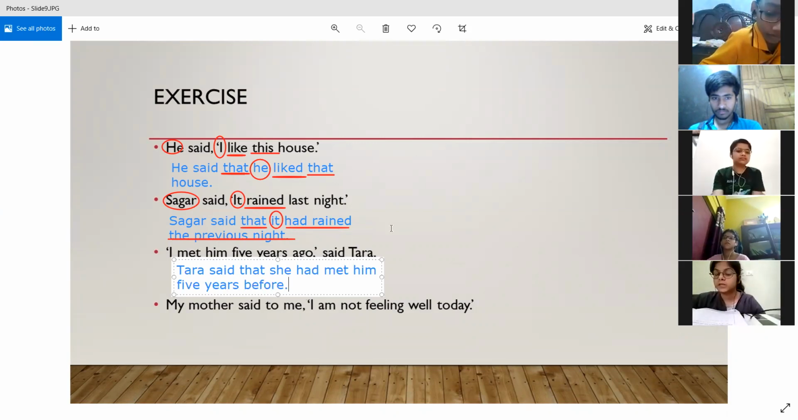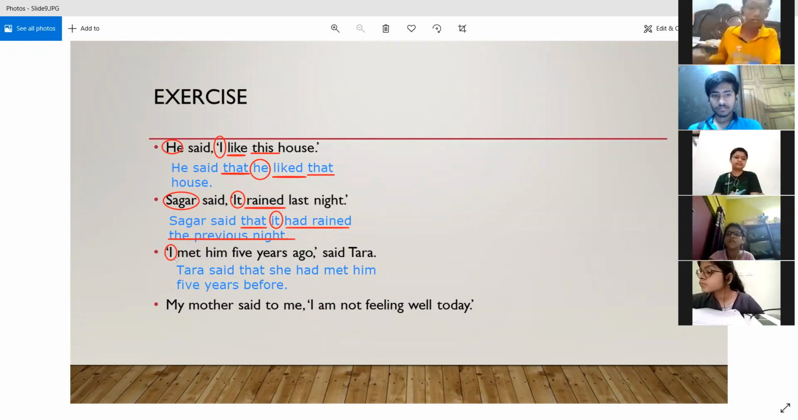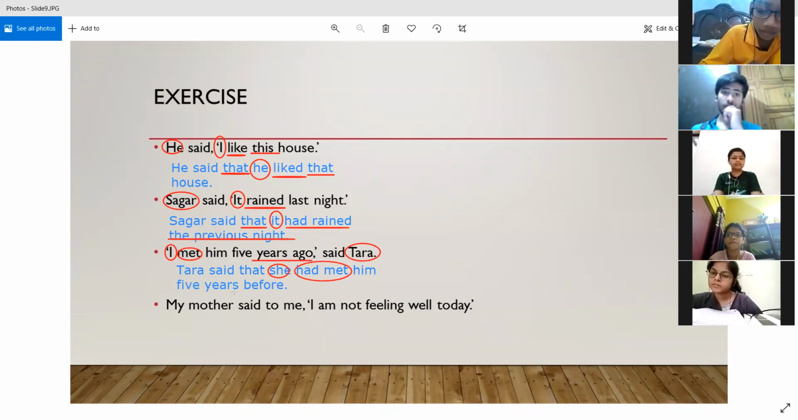So let's see the changes that have taken place over here. First of all, we can see that I was present as the first person pronoun. So naturally, it has changed into she because of Tara present. And then we have met, which is the simple past tense. So it had to be changed into past perfect. So it has changed into had met. Then we have 5 years ago, which is the time expression, which has changed into 5 years before. And that has been used as the conjunction. Got it?